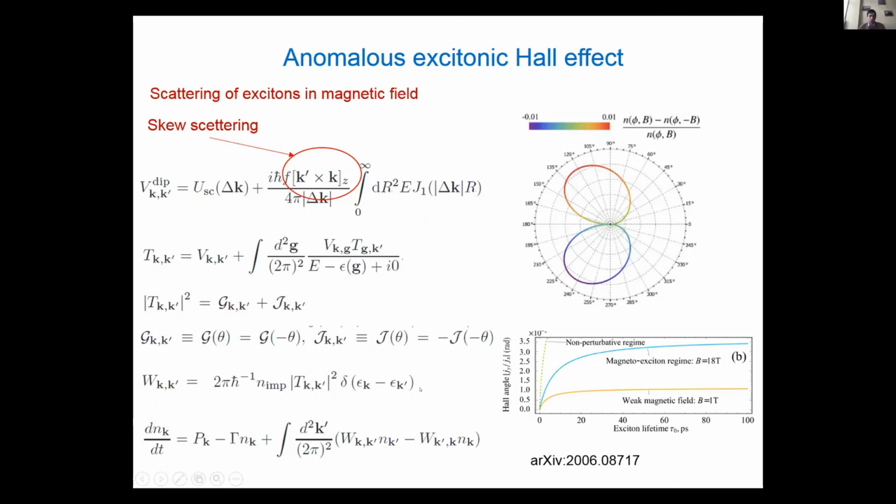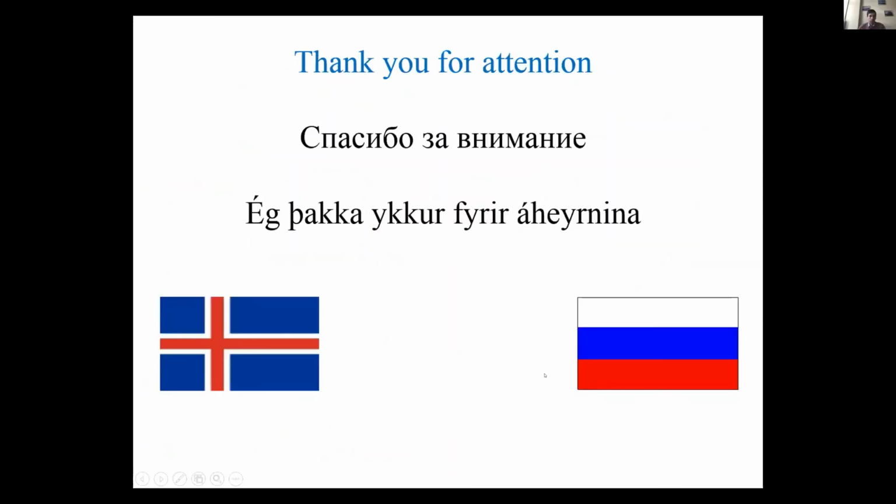Our estimations using the Boltzmann equation give us the value of this Hall current. It can be characterized by the Hall angle, and this Hall angle will be something like several percent. So here I end my talk, and thank you very much for your attention.